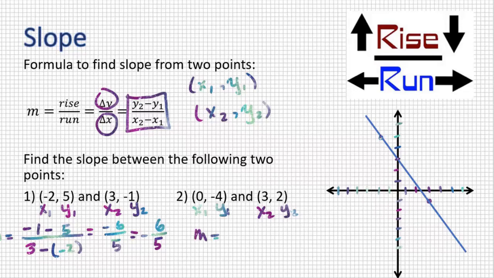In this case, the slope is 2 minus -4 divided by 3 minus 0. 2 minus -4 is the same as 2 plus 4, or 6. 3 minus 0 is 3, so our slope is just 2, positive 2. Or if you want to write this as a fraction, this is 2 over 1. Let's plot these points as well. So we have (0, -4) on the y-axis, and the point (3, 2) over here. Connecting those and extending gives us our linear function.